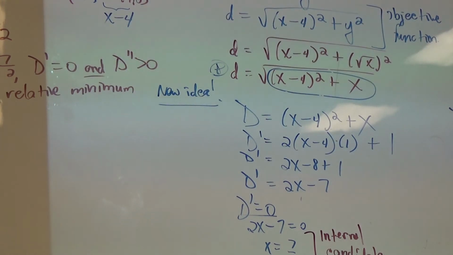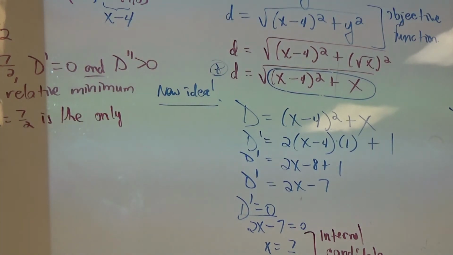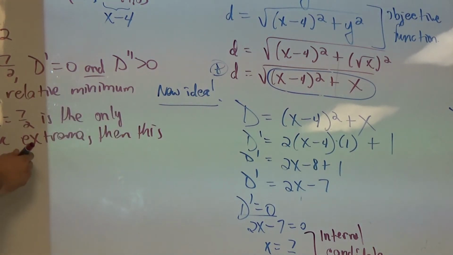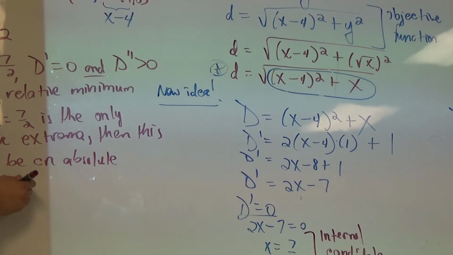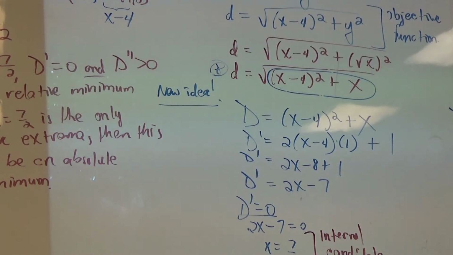Okay, and why are we gonna say it's an absolute min? Since x equals 7 over 2 is the only, underline it, I mean, you don't have to underline it, you don't get points for underlining, the only relative extrema, then this must be an absolute minimum. And that almost finishes the problem. Almost. This is some beautiful stuff here.